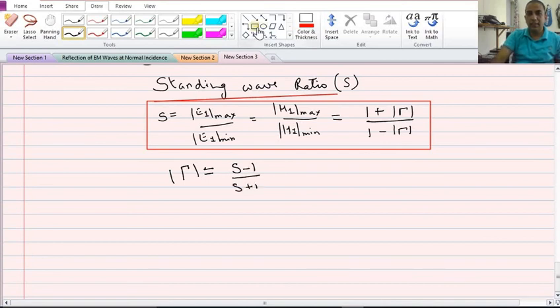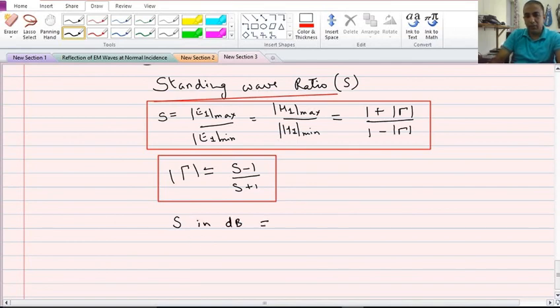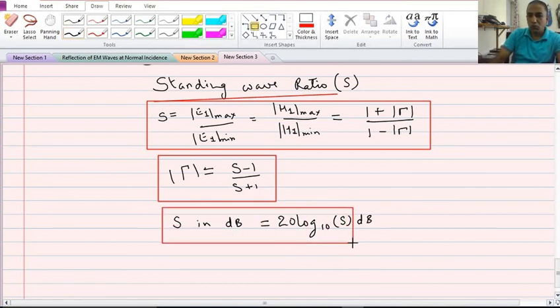Now, if we are measuring S in dB, then this will be equal to 20 log to the base 10 of S. This is your dB scale. So here it is important to note that we have to find the magnitude of the reflection coefficient to calculate S.